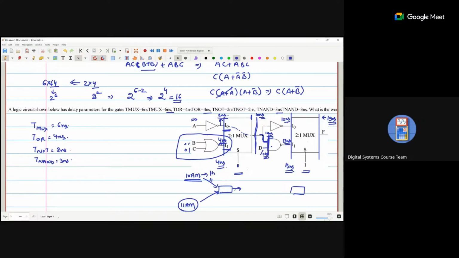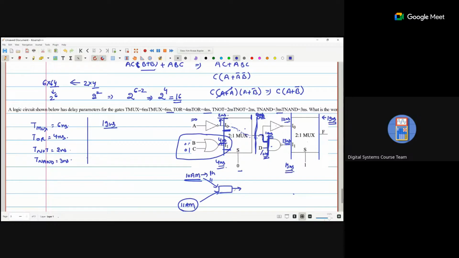If the select line is not mentioned, if it is just A and B, then the worst case delay is 19 nanoseconds. Okay, sir. But in this case, the select line is also mentioned. So that means we know that S is 0, so I0 is selected as the output. It doesn't matter what I1 is and at what time it arrives. So it will arrive here after 2 nanoseconds. It will take 6 nanoseconds. So the output of the first mux will arrive at 8 nanoseconds.